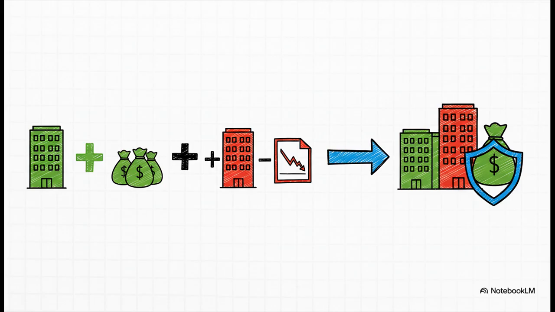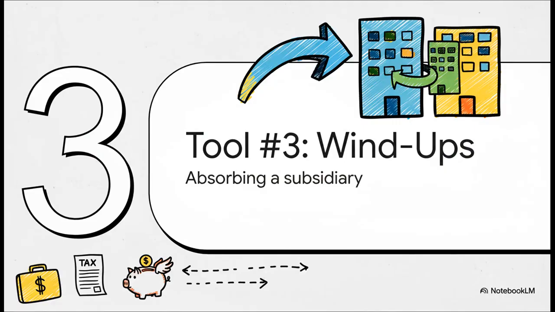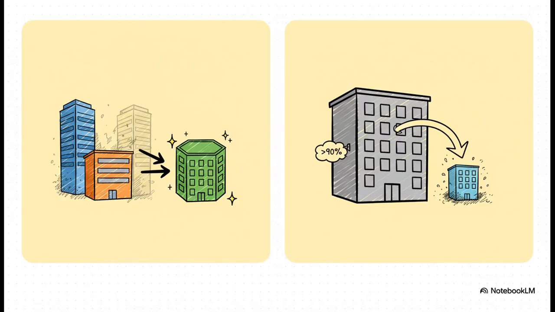It's a really powerful move. Our third tool is a bit more of a specialist. It's called a wind-up, and it's designed for a very specific job, when a parent company wants to completely absorb one of its subsidiaries. So what's the real difference between a wind-up and an amalgamation?